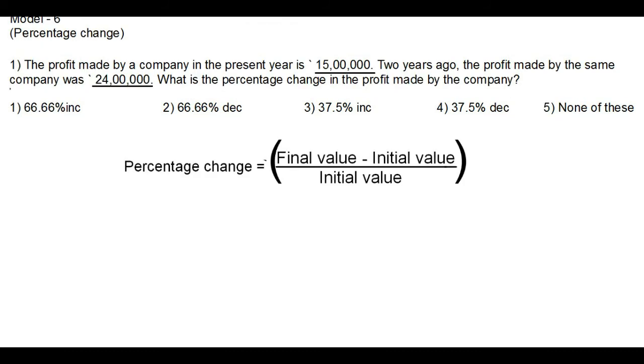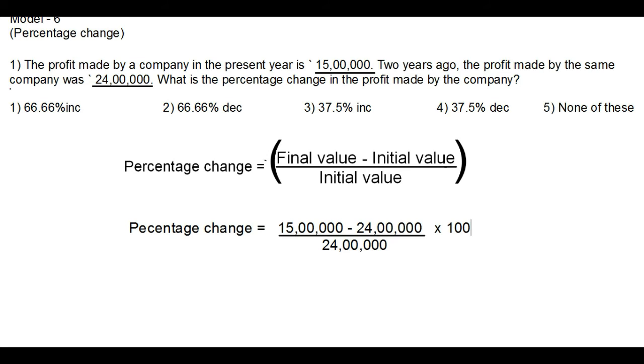Now we know that percentage change is nothing but (final value minus the initial value) by initial value into 100. Now in the given question, the final value is nothing but the present profit, which is rupees 15 lakhs. And the initial value is the profit 2 years ago, that is 24 lakhs. So we can say that the percentage change will be 15 lakhs minus 24 lakhs, that is the initial value, divided by 24 lakhs.